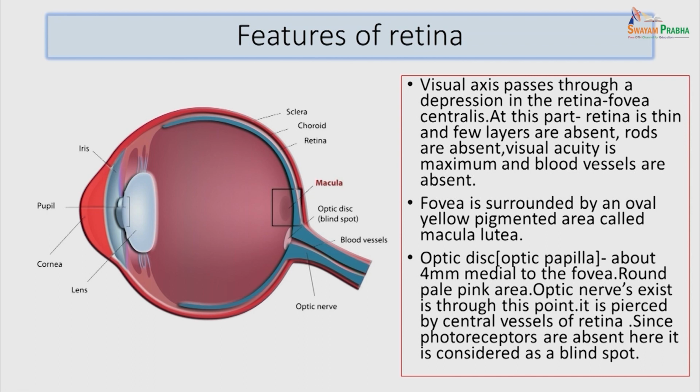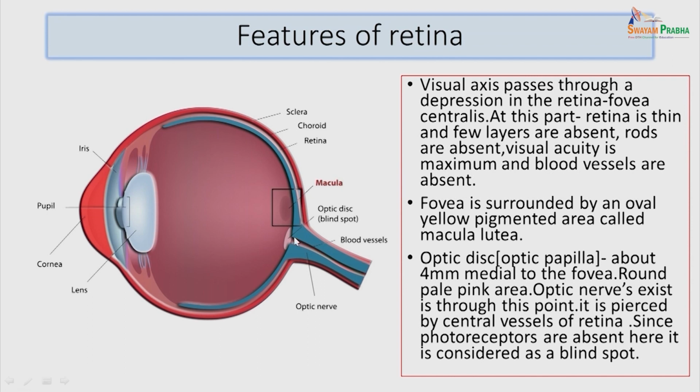The visual axis passes through the depression in the retina called as the fovea centralis. At this part, the retina is thin and few layers are absent here. The rods are absent, the visual acuity is maximum and the blood vessels are absent. The fovea is surrounded by an oval yellow pigmented area called as macula lutea. You can see the macula in this picture.